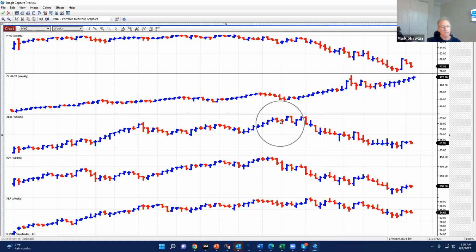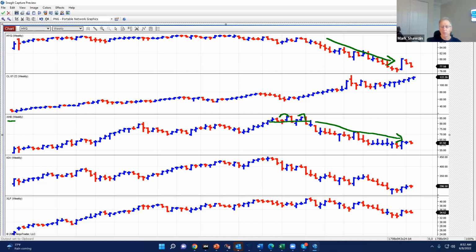This chart is the XHB, the home builders ETF. We see a nice double top here and this going straight down. So this is no surprise: as interest rates are going up, home builder fortunes are going down.